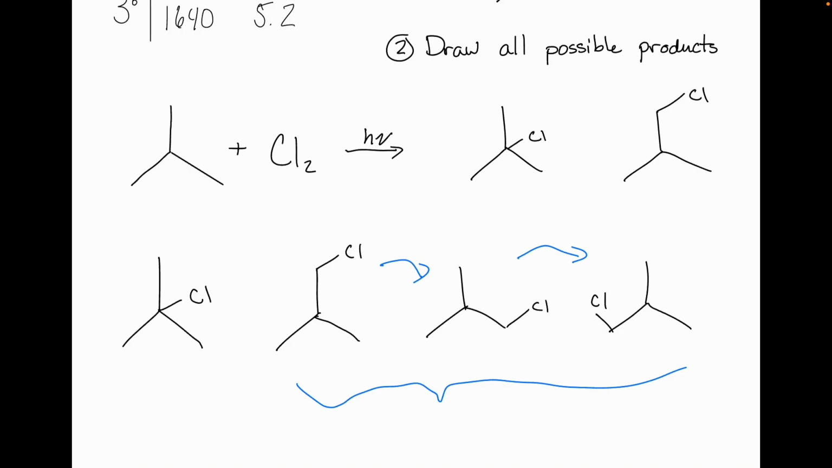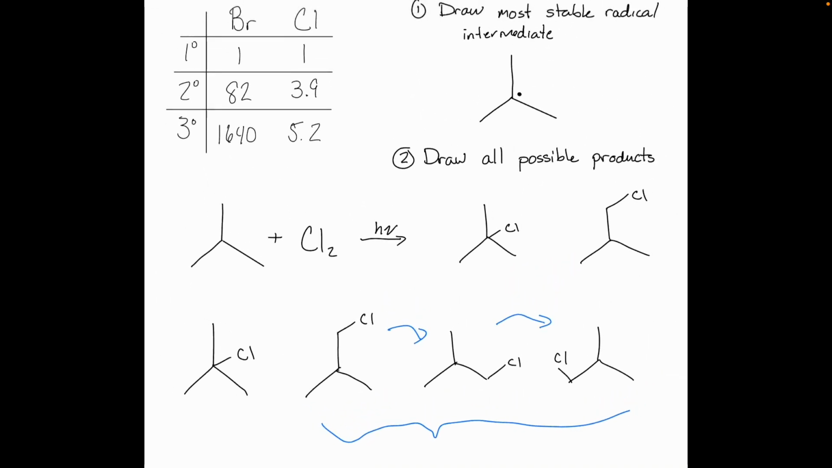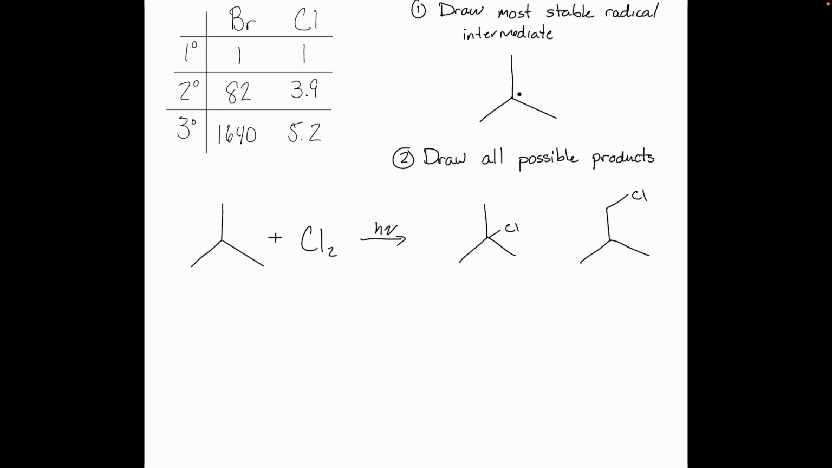Okay? So then again, using our little reactivity chart here, we're going to figure out which one of these is our major product. Again, we said that it could either go here or here, and these three we're going to lump into the same category, right? Because if either one of them had the chlorine on it, we would get this same product.